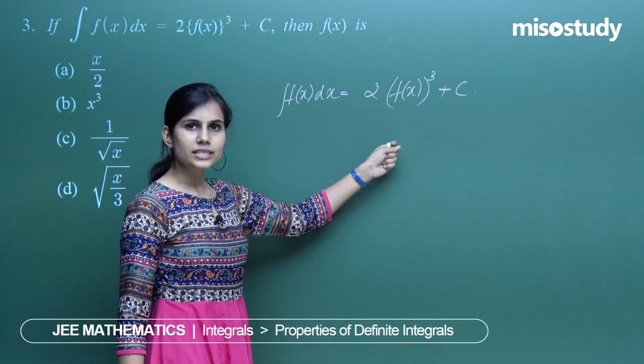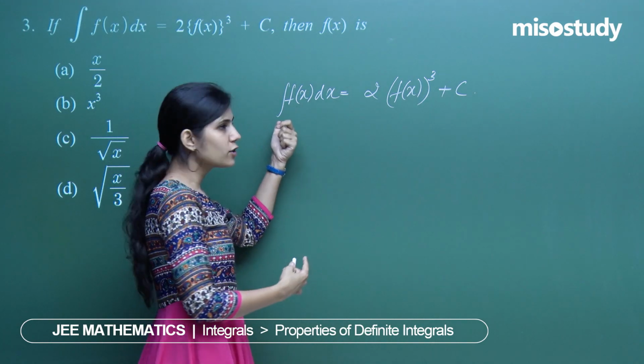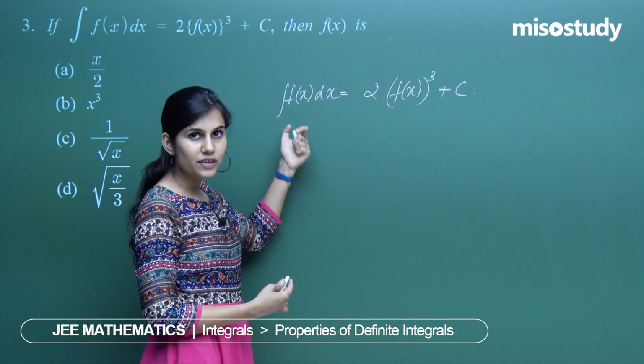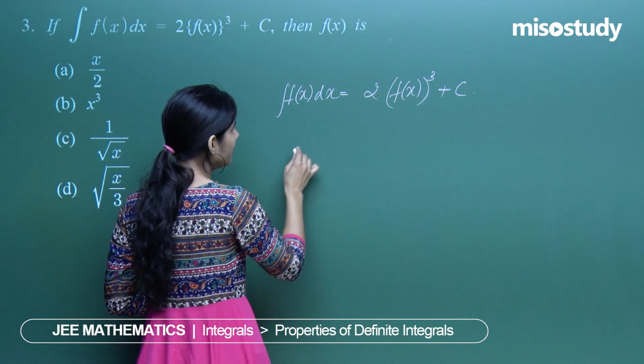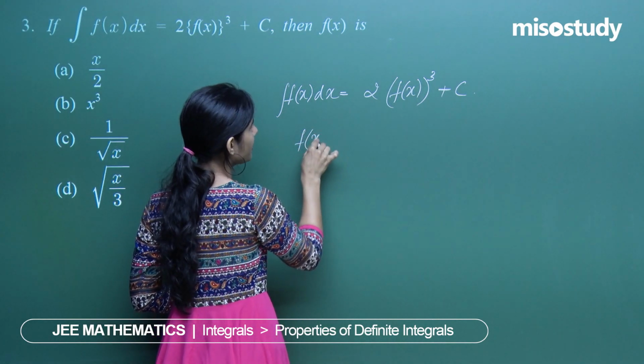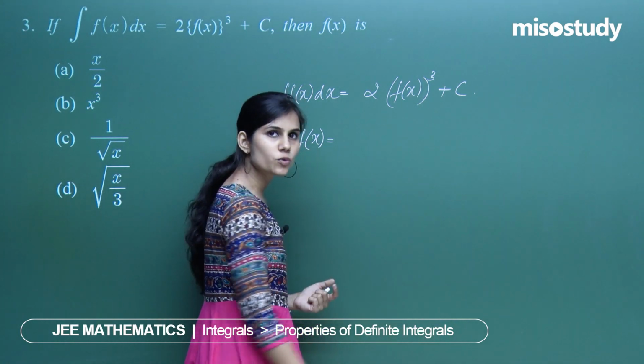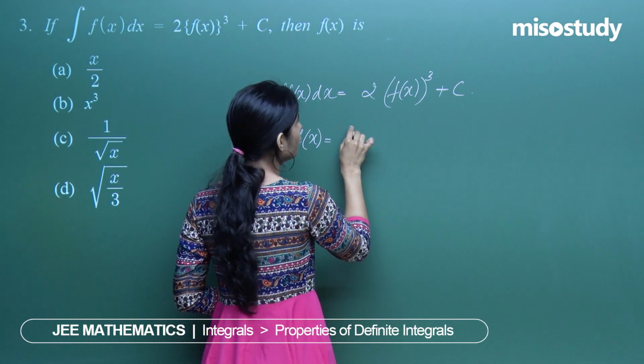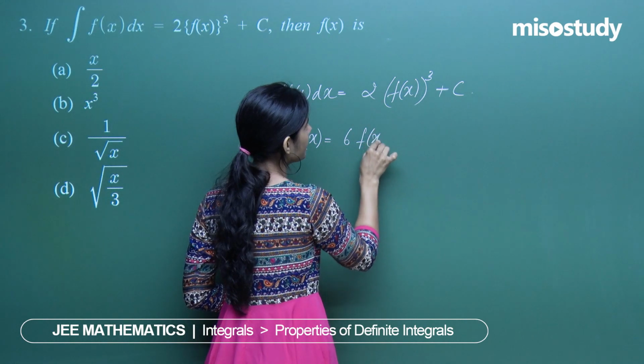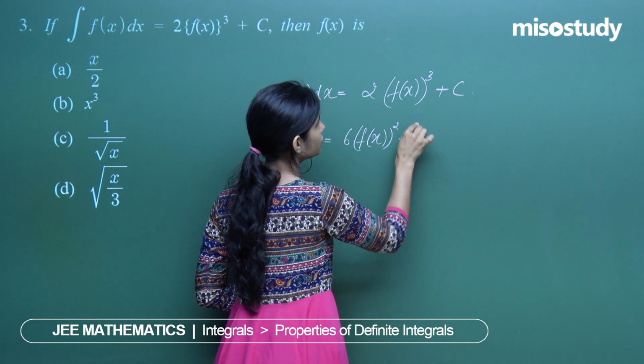If you differentiate both sides with respect to x, because I want fx, so I don't want this integral sign, I want to get rid of this integral sign. D by dx, when you do, you are just left with fx. This is 2 constant, 3 into fx whole square into f dash x. So over here you get 6 fx whole square into f dash x.